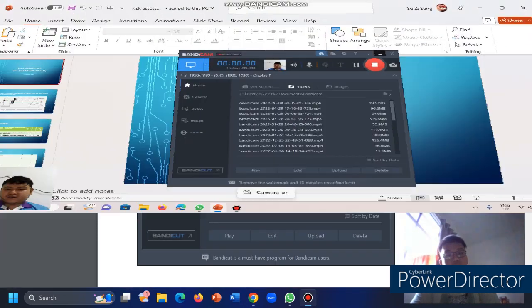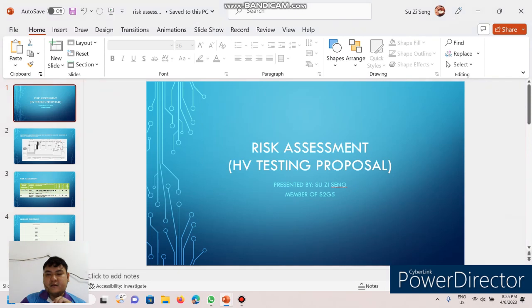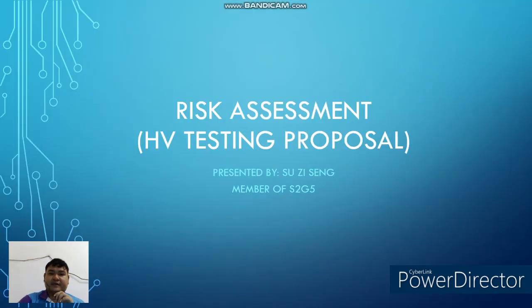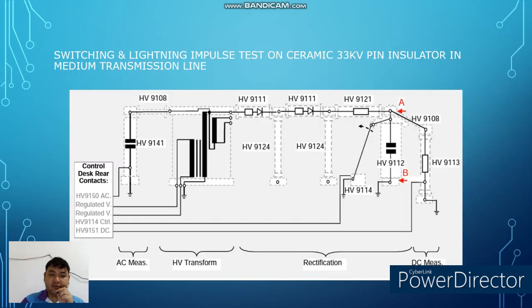Next, we are going to the conclusion. Good afternoon to my lecturer, Dr. Nodiala, and my teammates. My name is Listen, and let me continue with the risk assessment of the HV testing proposal. This is our title: Switching and Lightning Impulse Test on Ceramic 33 kV Pin Insulator in medium transmission line. So this is the circuit diagram and also the setup.